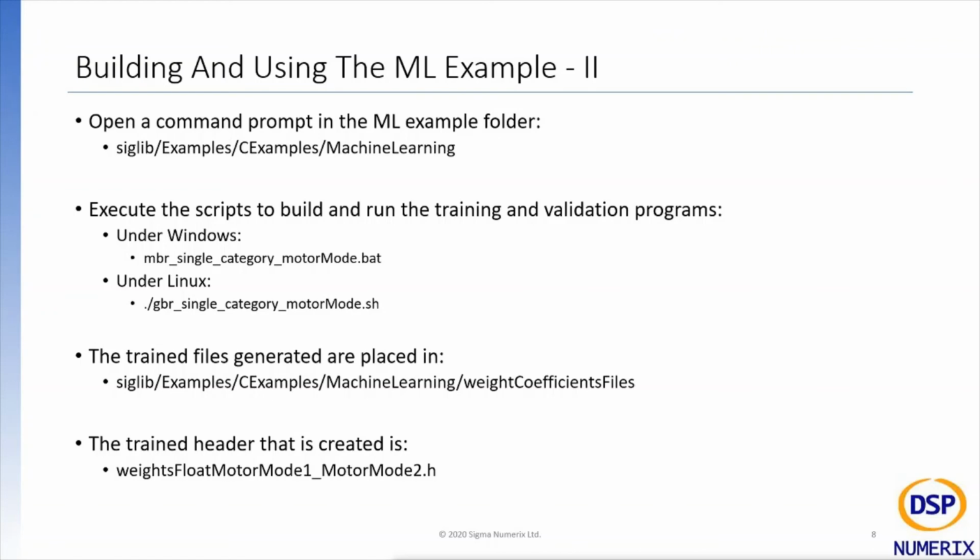So you could take the trained header file, for example, in floating point format, take this header file and then copy it into the example folder where we can then build the real-time application. But it is worth noting that when you run the scripts to train the model under Windows or Linux, these scripts also run the validation process. So you will see that the validation process will be shown, and you will get 100% validation in your trained model.